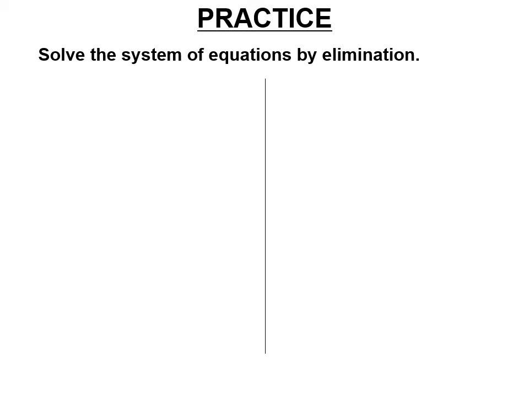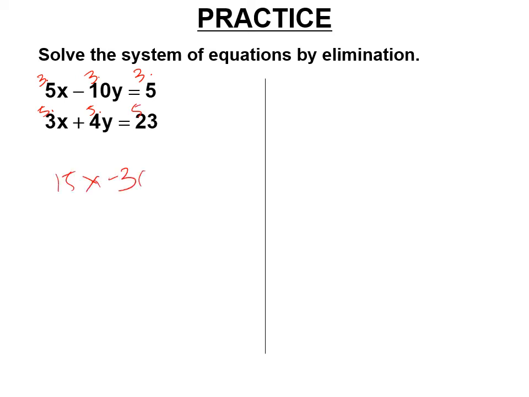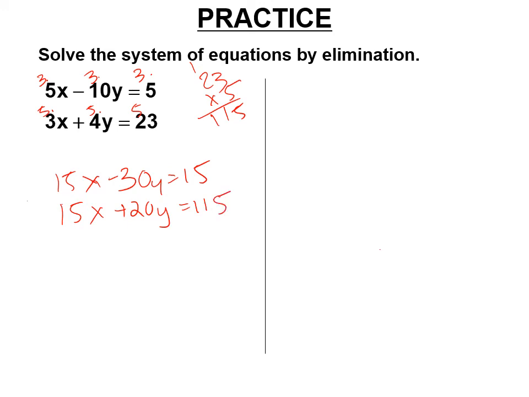Okay, so I have a little problem here with technology. There we go. So what are we going to do here? Let's multiply the top one by 3 and the bottom one by 5. So the top one becomes 15x minus 30y equals 15. The bottom one becomes 15x plus 20y. 5 times 23, that's not the funnest thing. 15 is 115. Okay, so now we're going to subtract these.